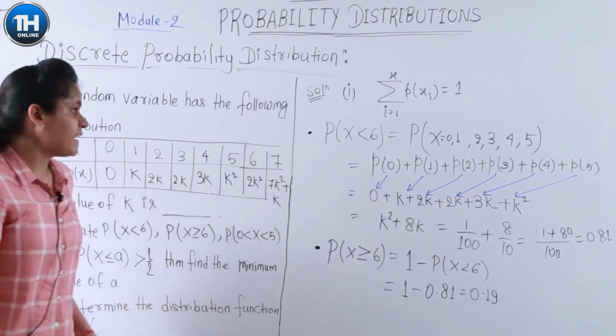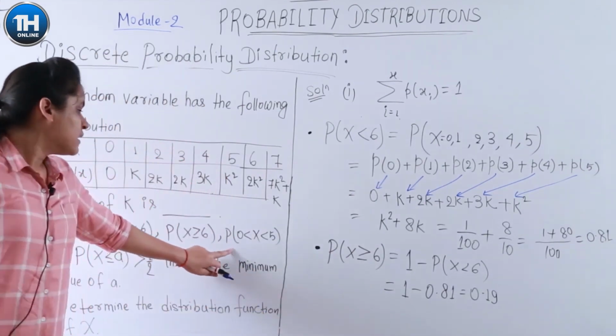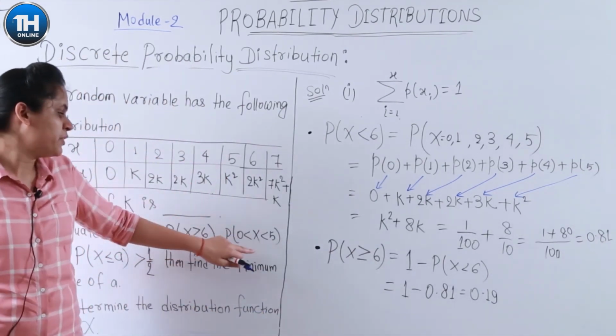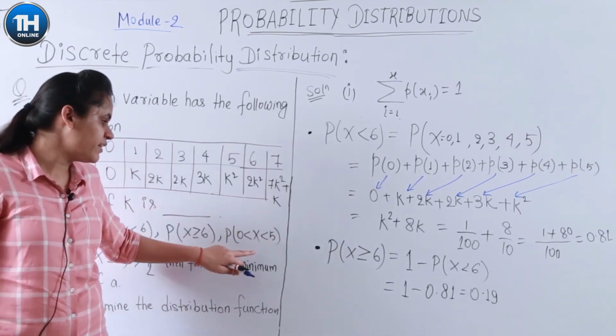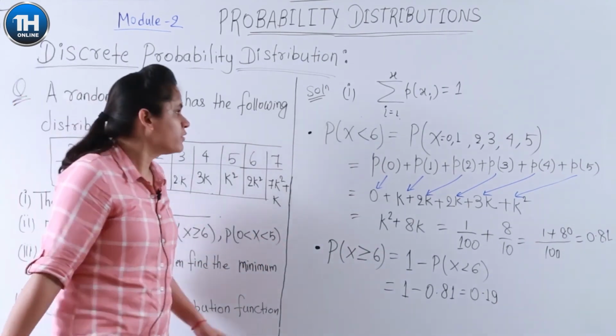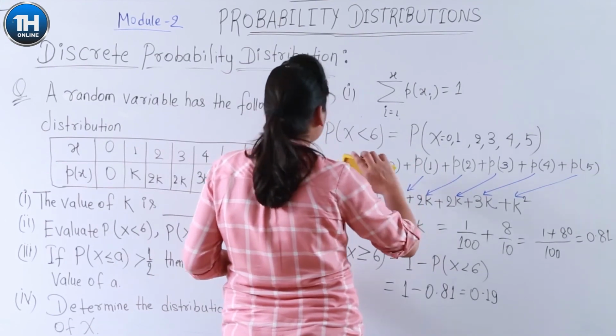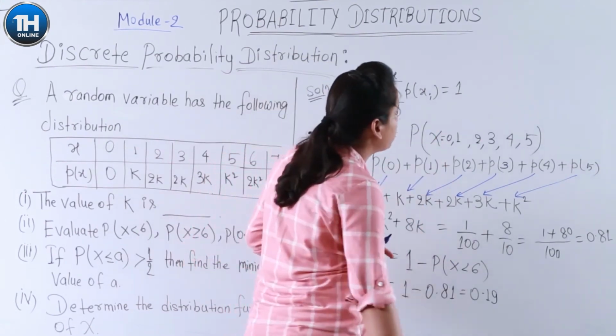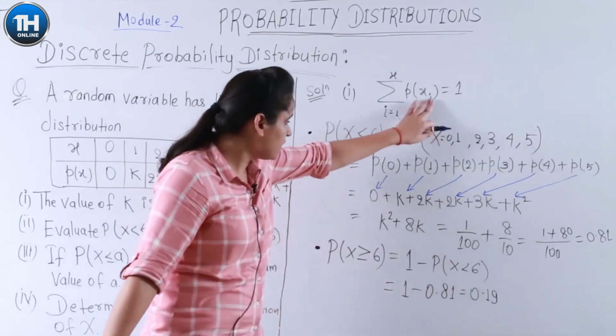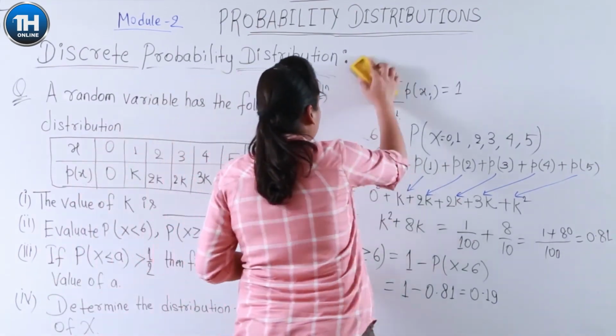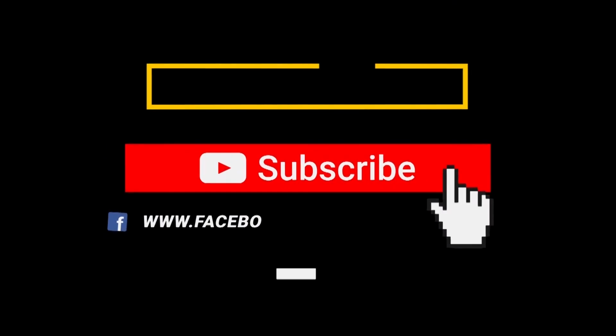Okay. The next thing they are asking is the probability for the value of x between 0 to 5. So let us calculate for 0 to 5, the third bit. Okay, I am erasing this.